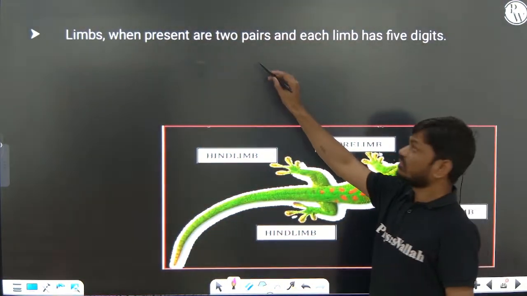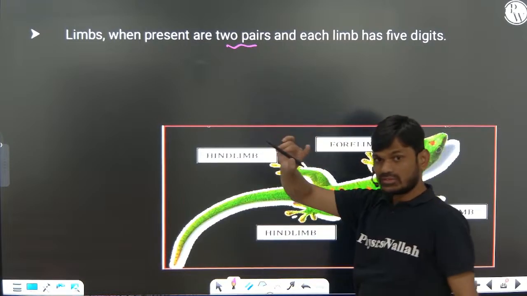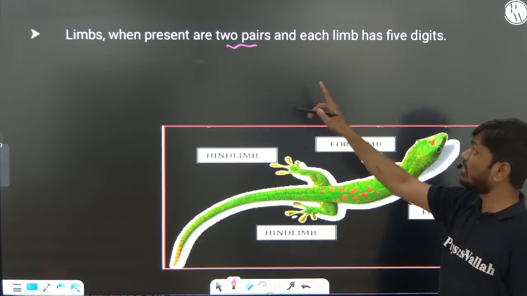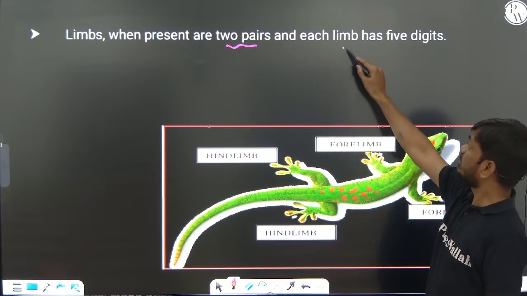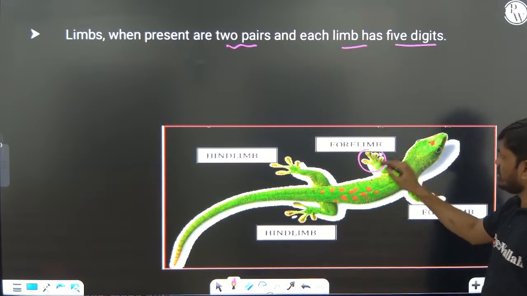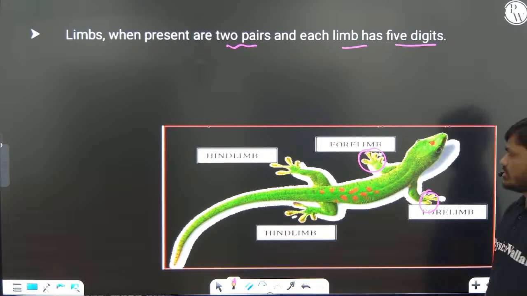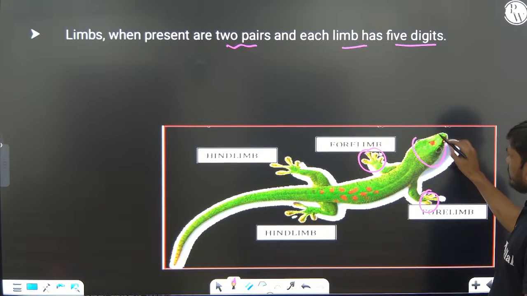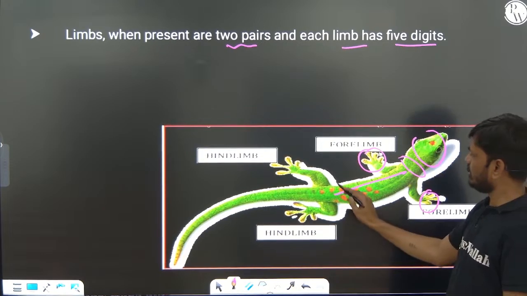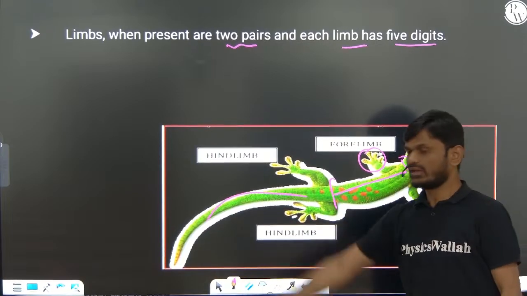Limbs are present, and when present, they are in two pairs. Each limb has 5 digits. The body is divided into head, neck, abdomen or trunk, and tail.